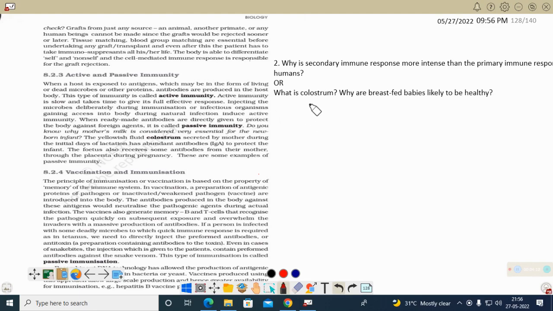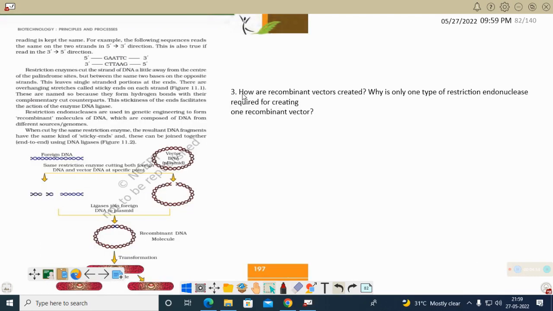Okay, first you have to write what colostrum is: the first milk during lactation from the mother, a yellowish fluid. And why are breastfed babies likely to be healthy? The IgA antibody present in it will give resistance capacity to the baby. So the first milk during the lactation days is one key point, and another is the IgA antibody and resistance capacity to the infants. That is the next key point. Okay, next question, 2 marks question again.